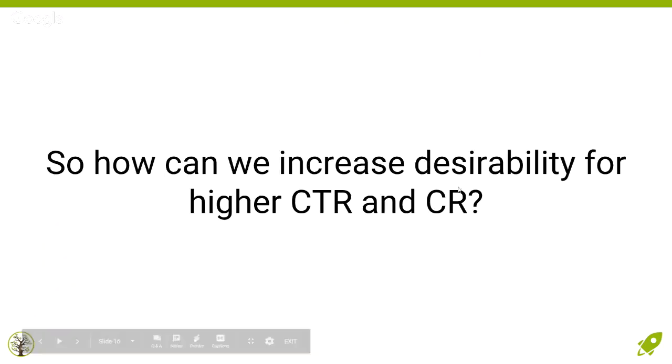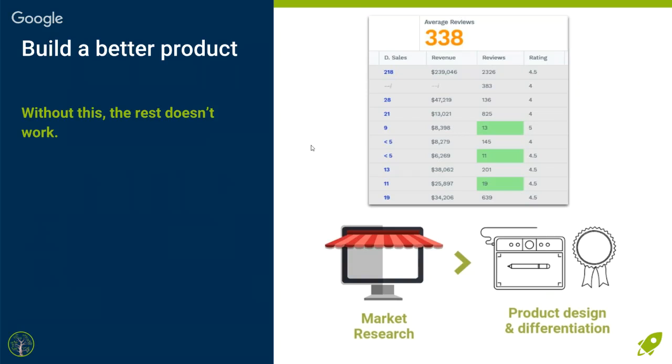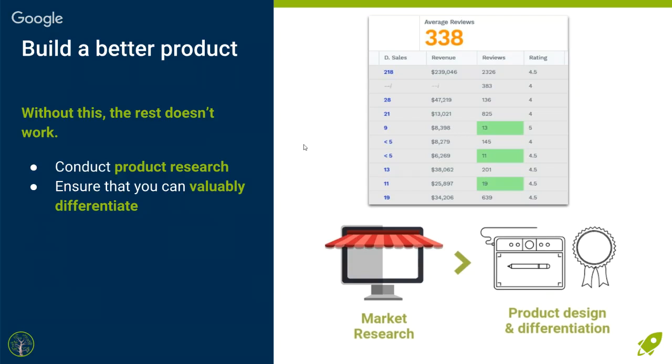So how can we increase desirability for higher click-through rates and higher conversion rates? The first thing we're going to do, as per that summary, is build a better product. Without that, the rest will not work. So conduct your product research well. Ensure that you can valuably differentiate and check that the market also accepts lower review counts. Remember, at first, you're going to have lower reviews.